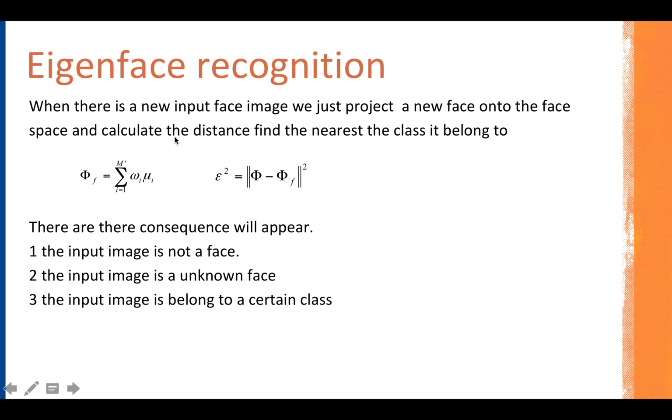From the equations here, these two help us find the nearest class the input image belongs to. Finally, it gives us three possible outcomes. One, the input image is not a face. Two, the input image is an unknown face. Three, the input image belongs to a certain class.